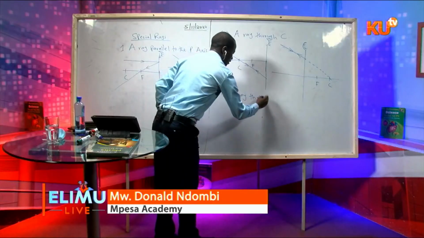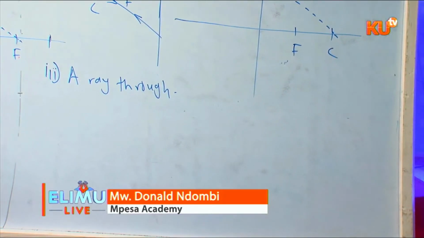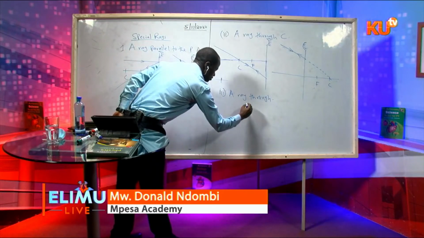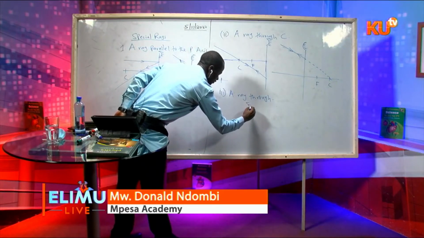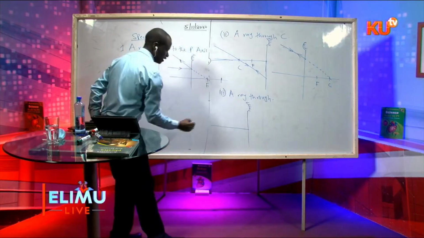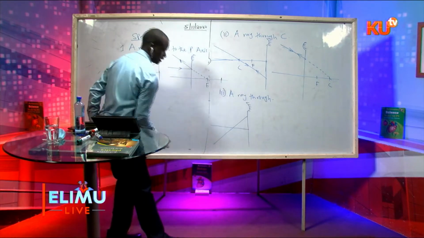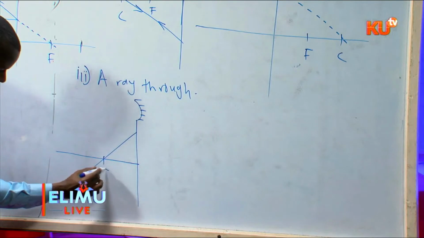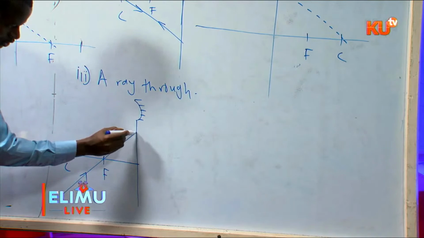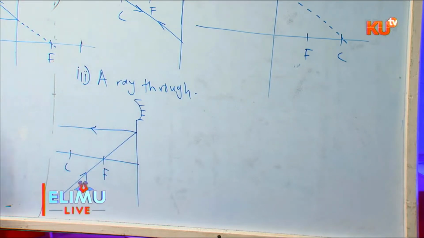So for all diagrams, we shall only use 2 of these rays. The first one, I'll tell you which one is always a must. A ray through F. We already said, from the principle of reversibility of light, what will happen? A ray through F, if this is my F, and this is my C, will be produced parallel to the principal axis, like that, for a concave mirror.